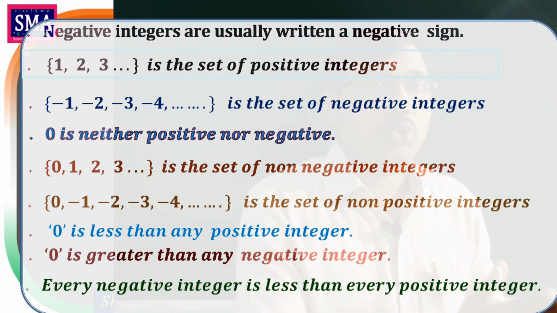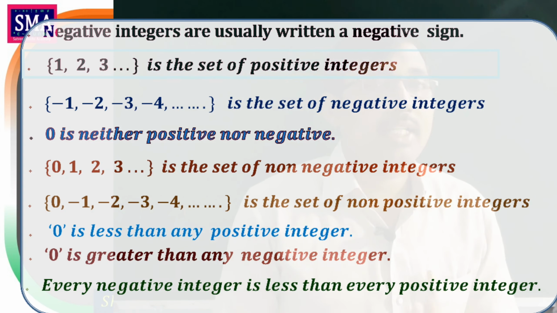0, 1, 2, 3 and so on. These are non-negative integers. Non-negative integers means 0 and positive integers. Non-positive integers, 0 and negative integers, these are called non-positive integers. 0 is less than any positive integer.